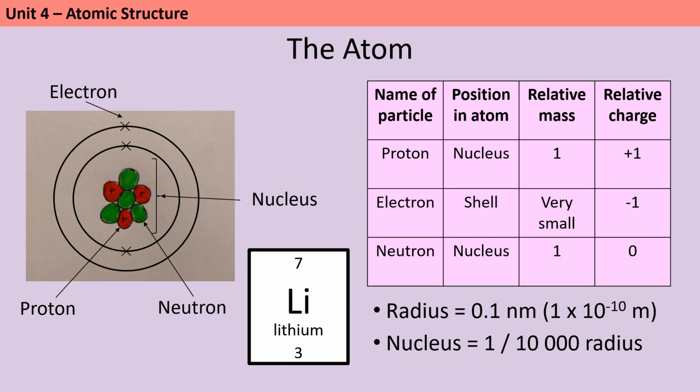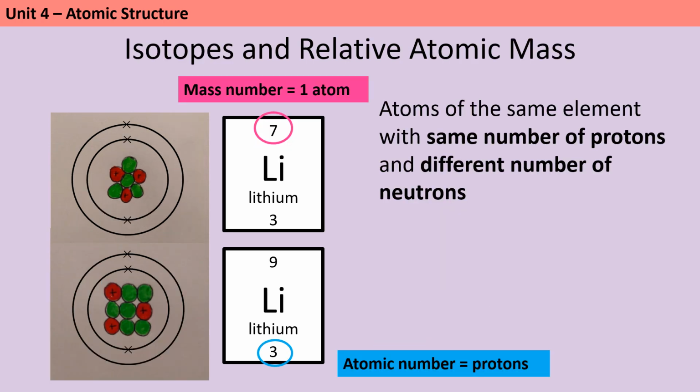You should know that the radius of an atom is about 0.1 nanometers, which can also be expressed as 1 times 10 to the minus 10 meters. And you should also know that only about 1/10,000th of the radius of that atom is the nucleus. We just draw it a lot bigger in diagrams so that we can then pick out the individual protons and neutrons.